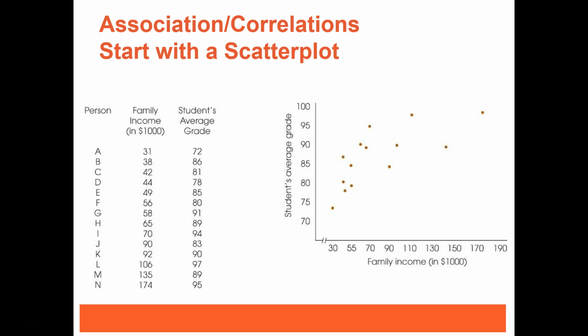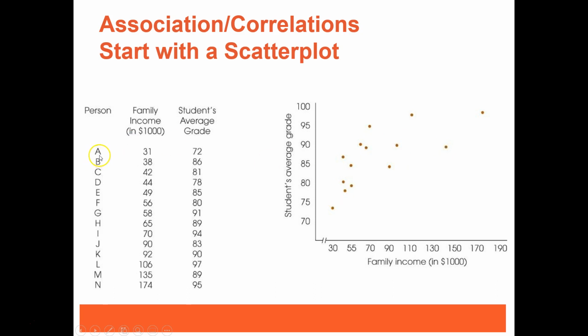Association claims and the data are shown with a scatter plot. And here's an example of a scatter plot where you have 2 variables. In this case, we have family income in $1,000 and students' grade average. And so we're looking at the association between a family's income and a student's average grade. And so we have one of the variables on this x-axis. In this case, it's family income. And the other variable on the y-axis, this is the student's average grade. And each dot on this graph is one person in our study.